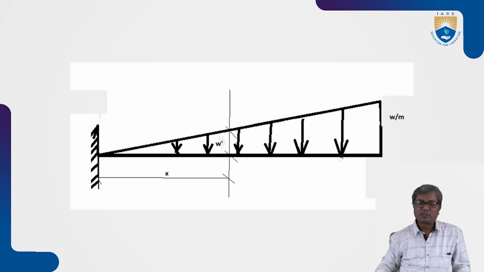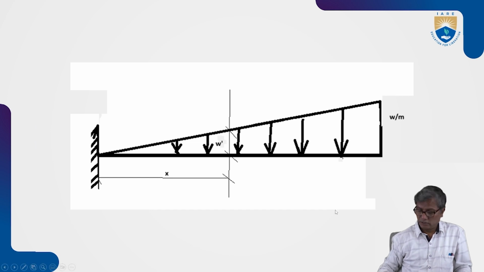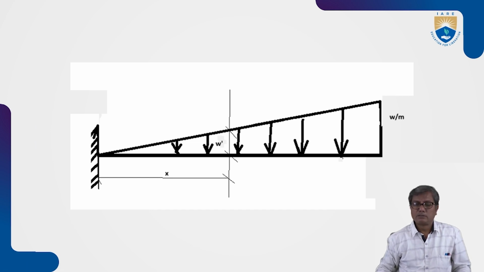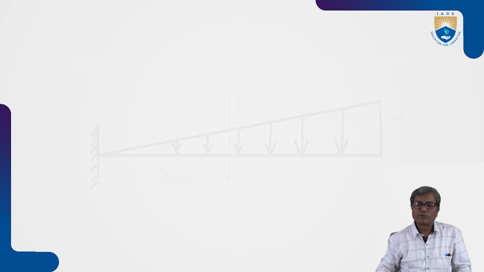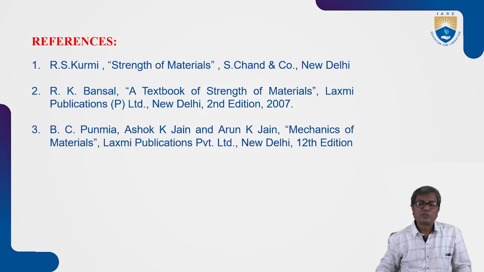Yeah. That's all for now. We will discuss another example with the uniformly varying load only, but this time it is varying from 0 at fixed end to W per meter at free end. Okay. The position is reversed. So we'll discuss this case later.